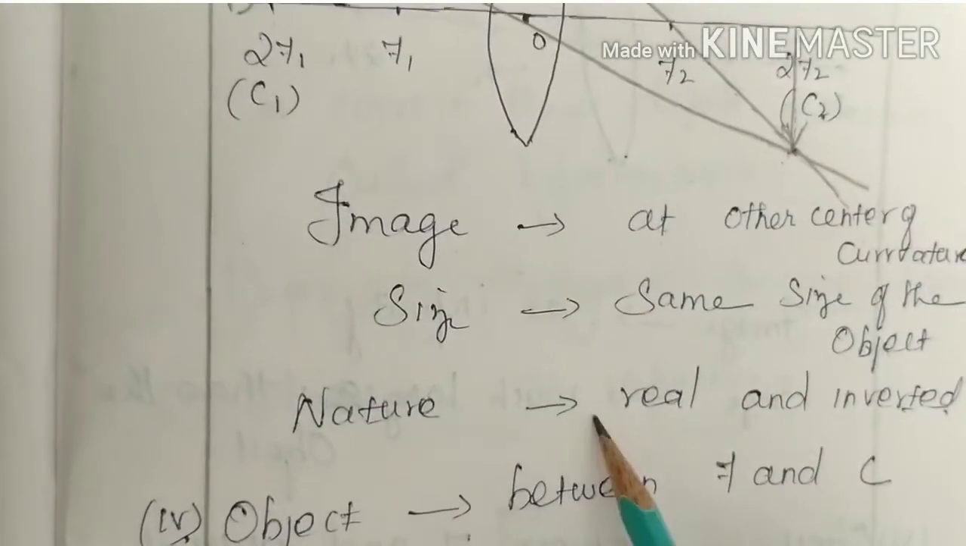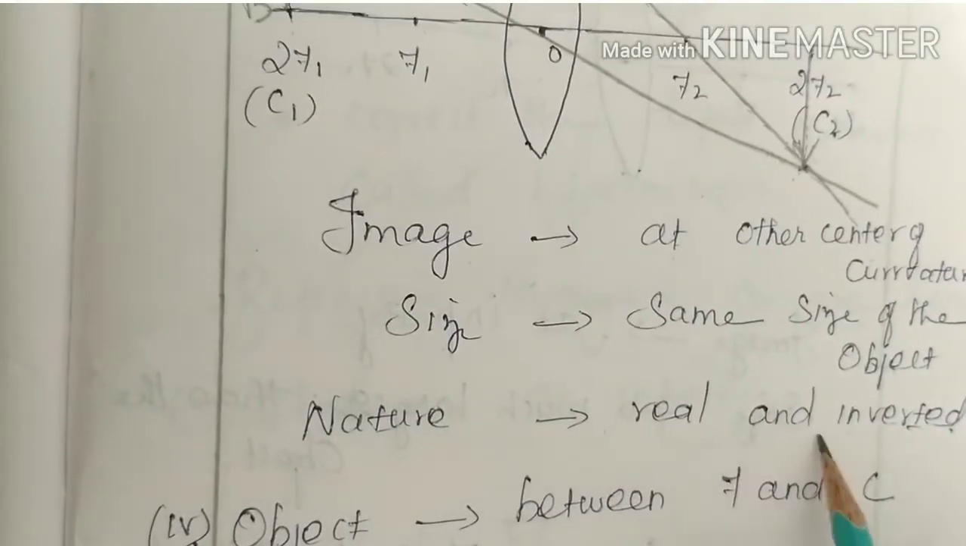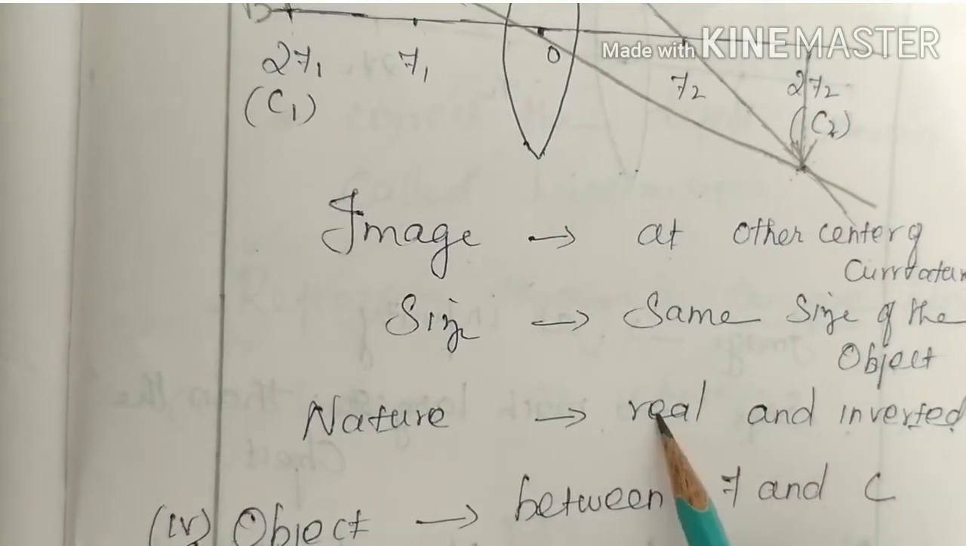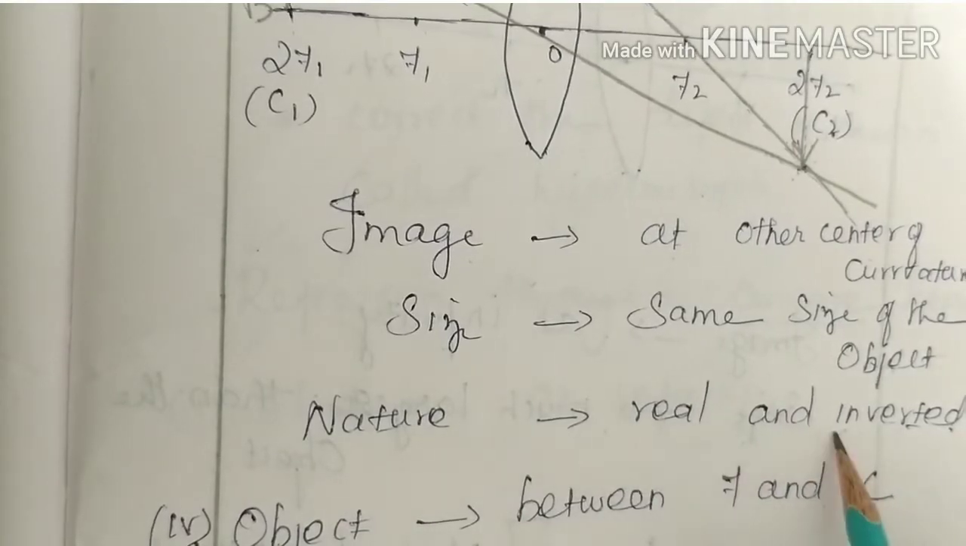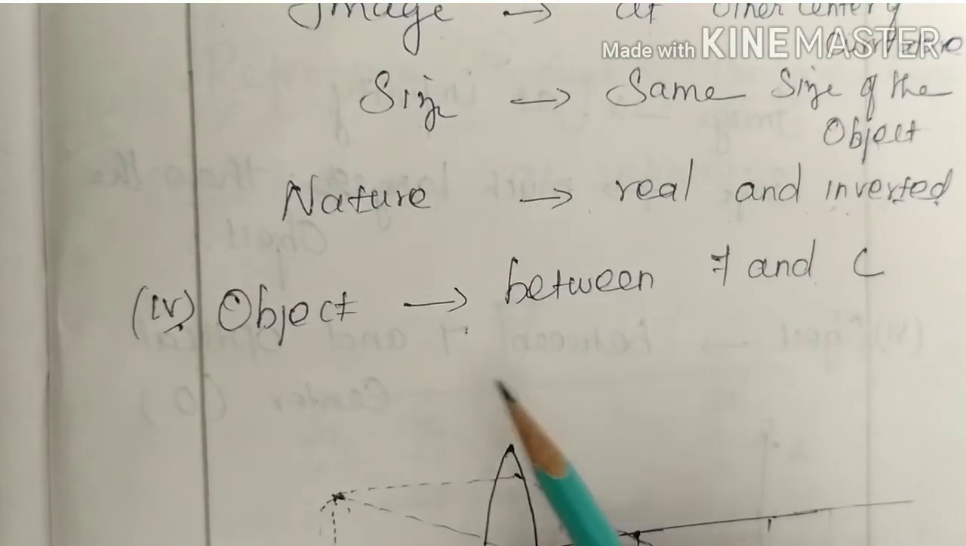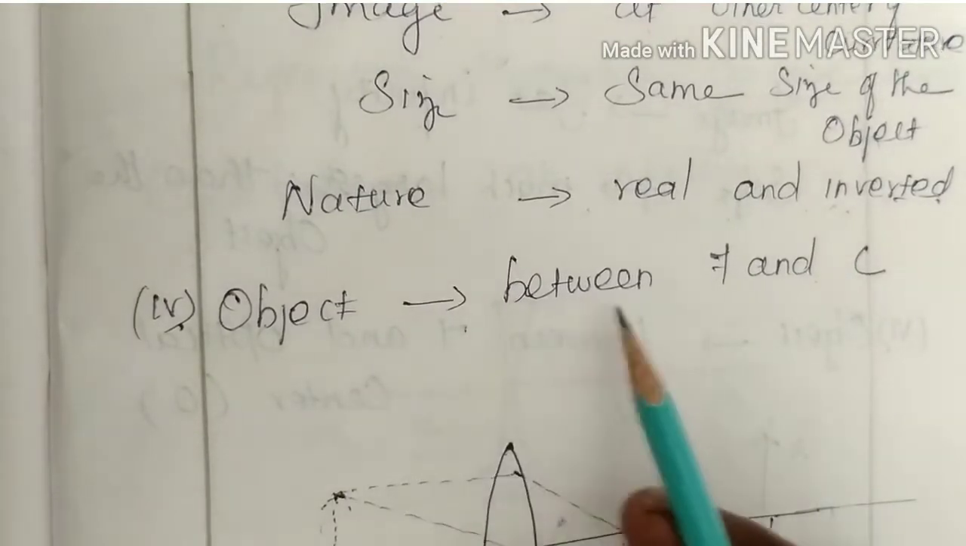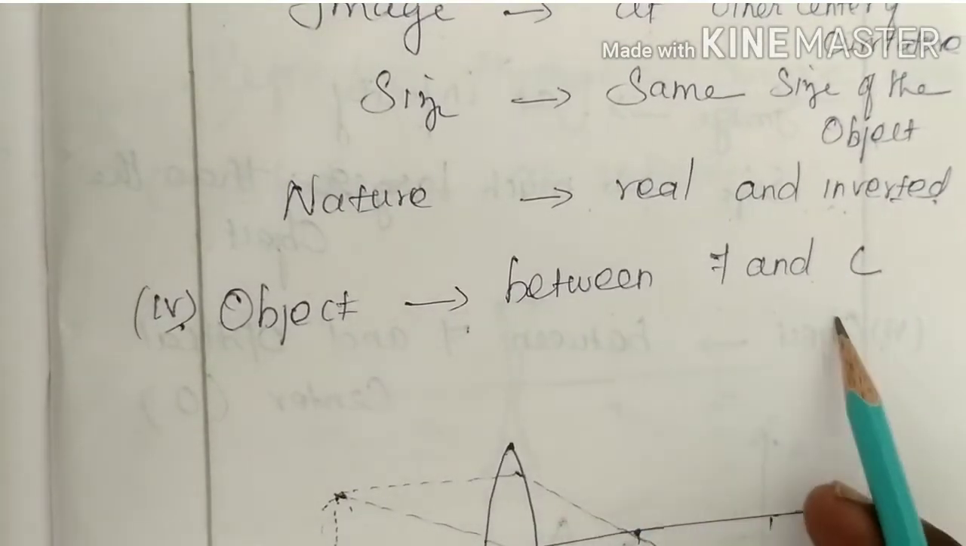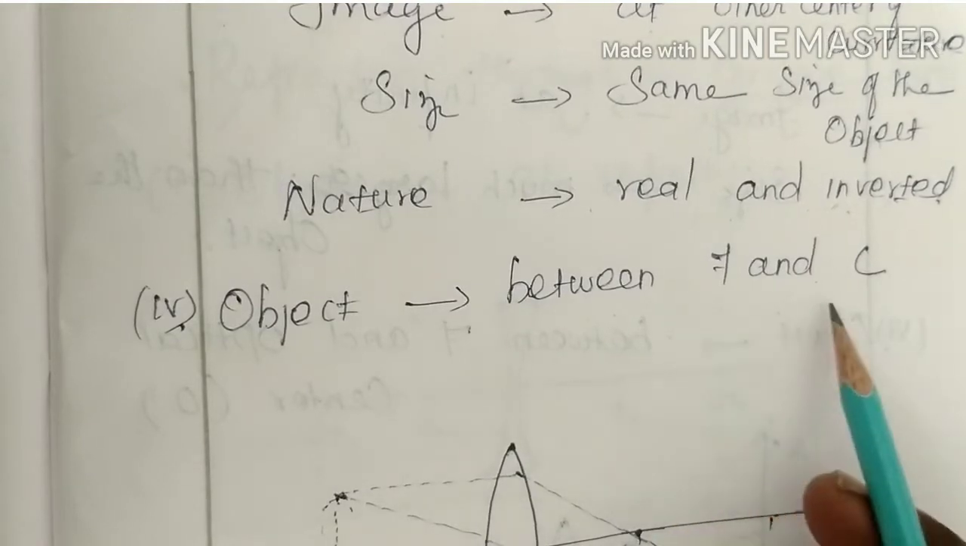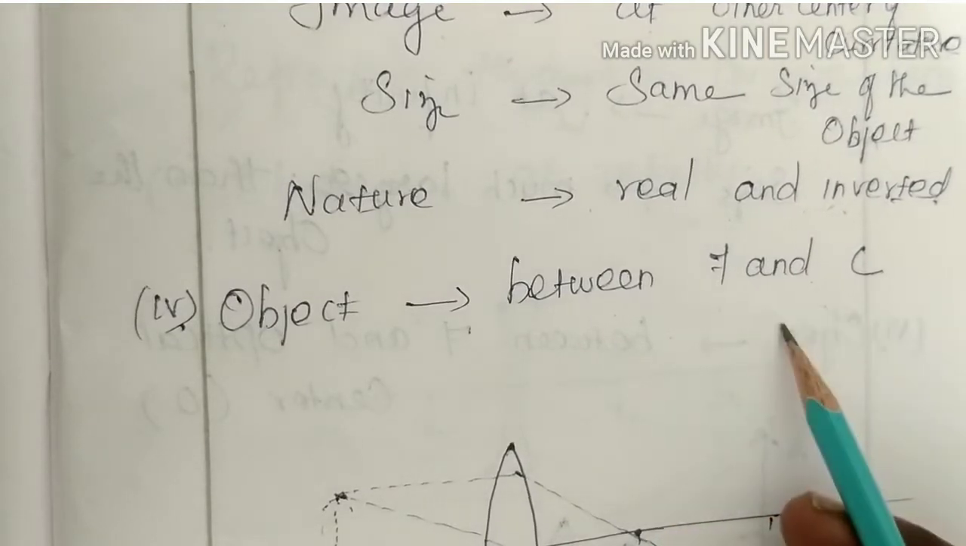And what about the nature? It is a real and inverted image. Have you all understood? The real and inverted image. Okay. Next position, the object is placed between F and C. Between the focus and the center of curvature, where will we get the image?